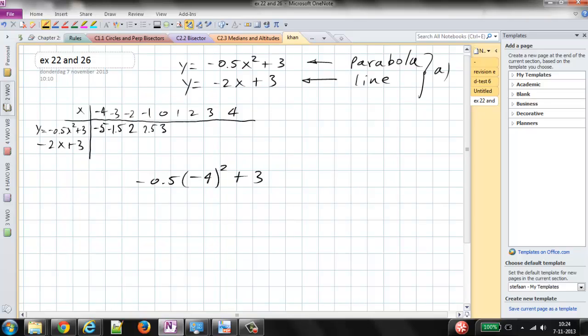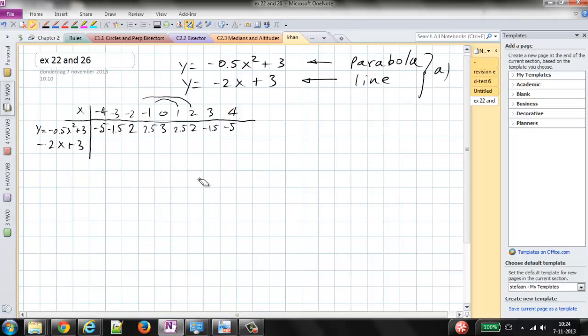Then I have 0. 0 will be 3. Then I have 1 again, and 1 should be the same as minus 1, shouldn't it? So that will be again 2.5 because 1 squared is 1. Half of the 1 is a half. The minus makes it minus a half. Plus 3 is 2.5. So now we have this symmetry that we also see in the graph of a parabola. The 2 is going to be 2 here. The 3 will be the minus 1.5 here. And the 4 will be the minus 5 here.